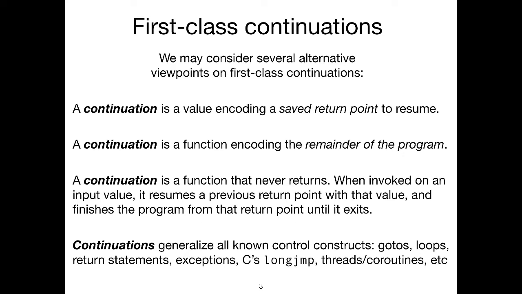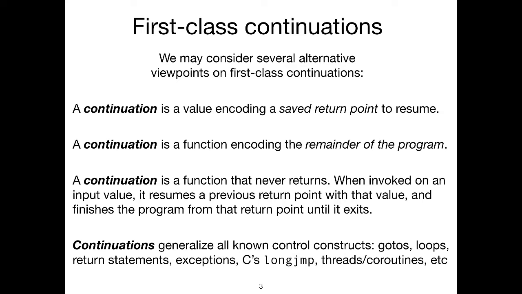All right, so we can think of a first-class continuation in several different ways. We can think of a continuation as a value encoding a saved return point to resume the execution. So we can think of a continuation as some point that if you call some function, it's going to go back to that point or jump back to that point. The ability to jump back to somewhere in the program. Most of the time when we call a function, we don't think about going back to a particular point in time. Continuations are going to allow us to do that.